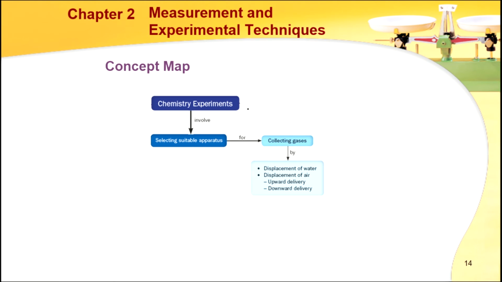Here is the concept map. We can collect the gas using suitable apparatus. There are two methods for collecting gas. The first method is displacement of water, and the second method is known as displacement of air.